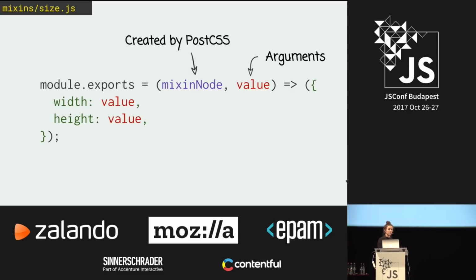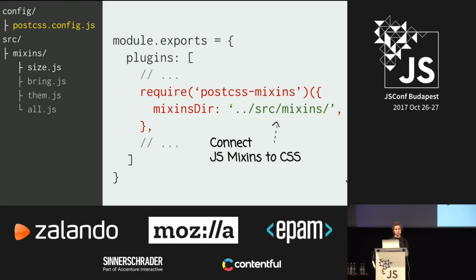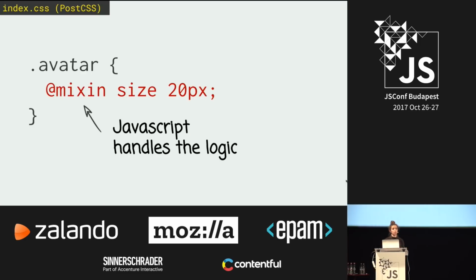Now, the only thing missing is to connect this mixin to the CSS files. To do that, you'll need to update the PostCSS configuration file. That file is where you have all your plugins. One of them is the PostCSS mixins. PostCSS mixins has an option called mixins directory, where you pass the folder that has all your mixins. That's it. Now, back to the CSS file, you just need to call the mixin.